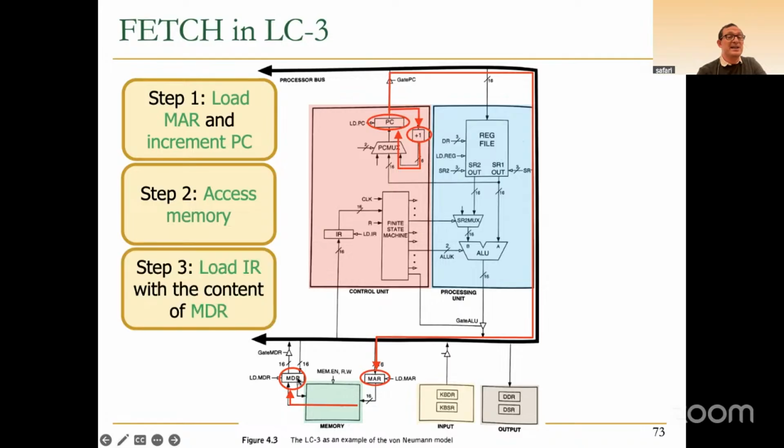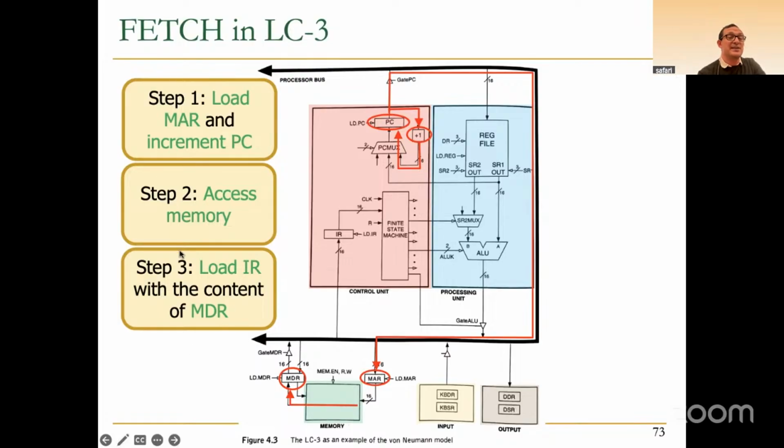The third step is, once that is done, you load the instruction register, which happens to be over here, with the content of the MDR. To be able to do that, we need to have a path from MDR to IR, and that path already exists. You can think of these as 3 different states in the finite state machine. State 1, state 2, state 3.